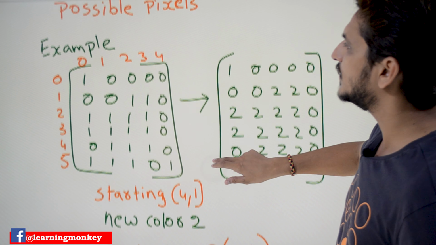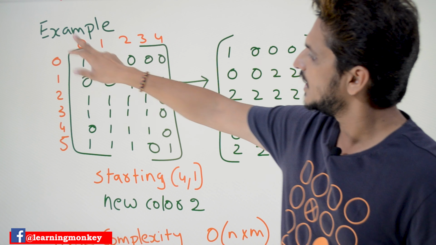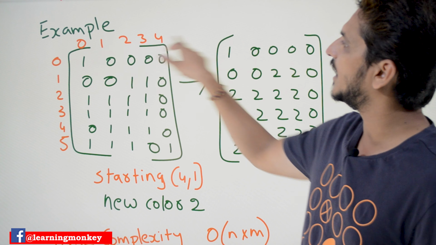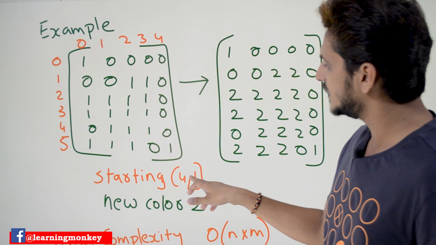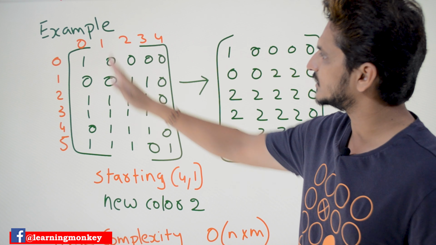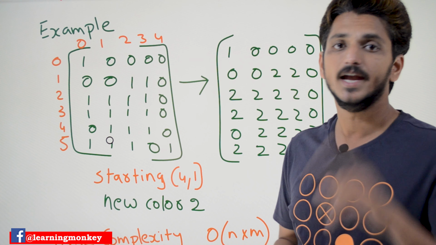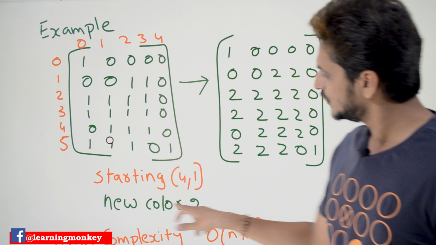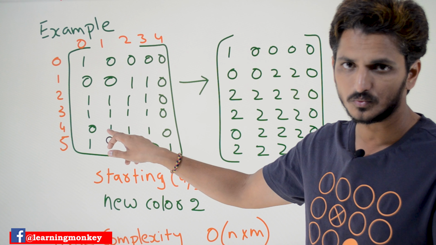Let's take an example. This is a two-dimensional array, with rows 0 1 2 3 4, and n lines and m columns. Assume that the starting pixel is 4 comma 1, meaning 4th line, first column. This is the starting pixel. What is the color of the starting pixel? It is 1. What is the new color? 2. So here you have to place 2 instead of 1.